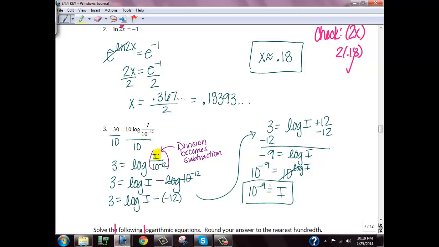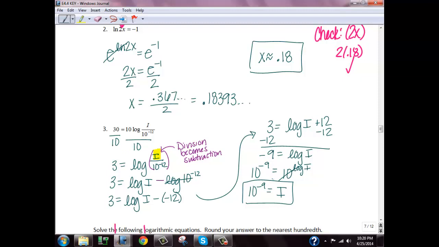Now, normally we would just go ahead and multiply this out and get a decimal, but since I'm rounding my decimal places to the nearest hundredth, if I were to do 10 to the negative 9, that's 0.00000, like 8 zeros and then a 1. So if I rounded to 2 decimal places, I would get 0 because I wouldn't have any place value yet. So I'm just going to leave it as 10 to the negative 9.